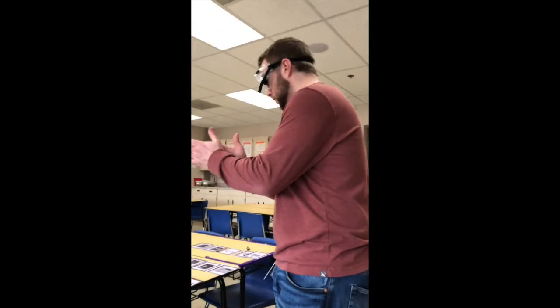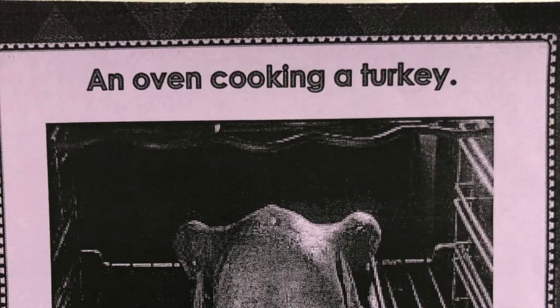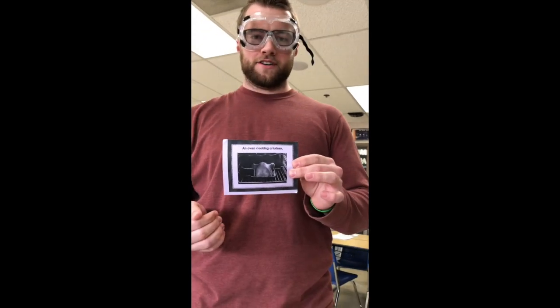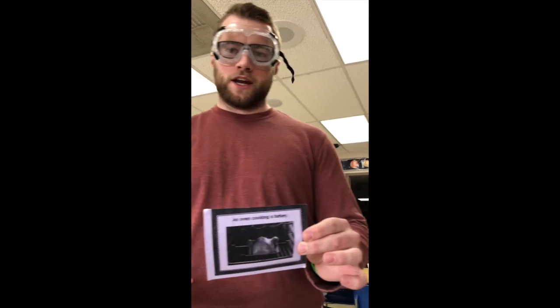All right, our first one is an oven cooking a turkey. Who doesn't love turkey? It's delicious, but how does it get cooked? It gets cooked through radiation. We heat up the oven, and the heat within the oven gets transferred to the turkey. Then we eat it. Then we fall asleep. It's awesome.